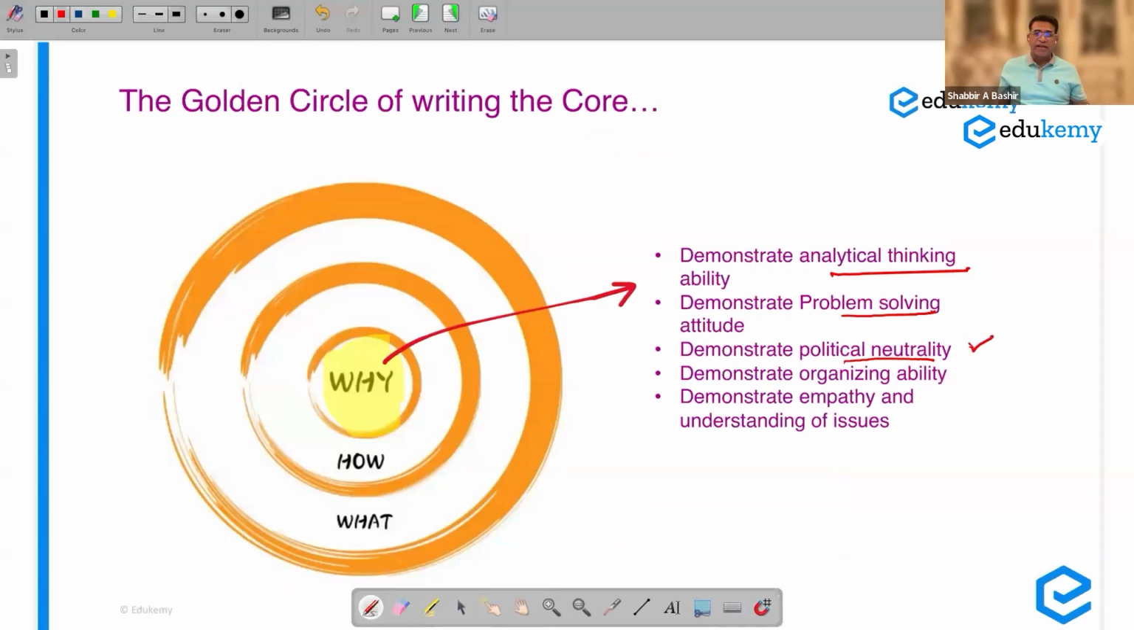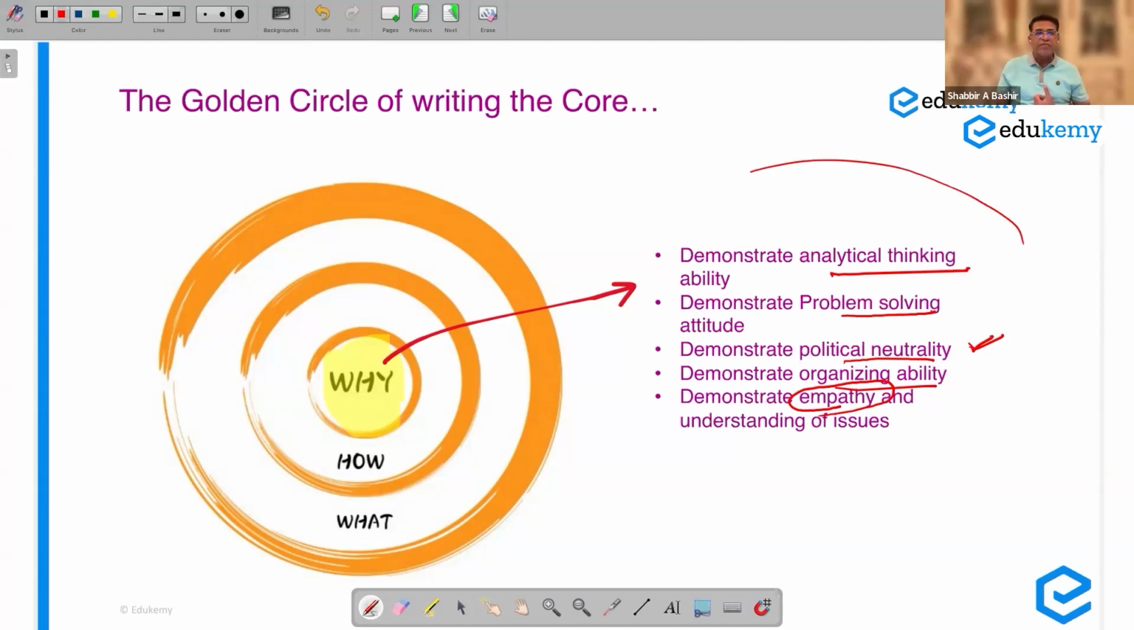It's a very important point. Many of you understand that the idea of balance in an essay is not simply writing positives and negatives. It's about demonstrating your political neutrality, your organizing ability, and importantly, showcasing your empathy, your thinking around issues which are of social significance, your thinking around issues which concern the development objectives of the country.